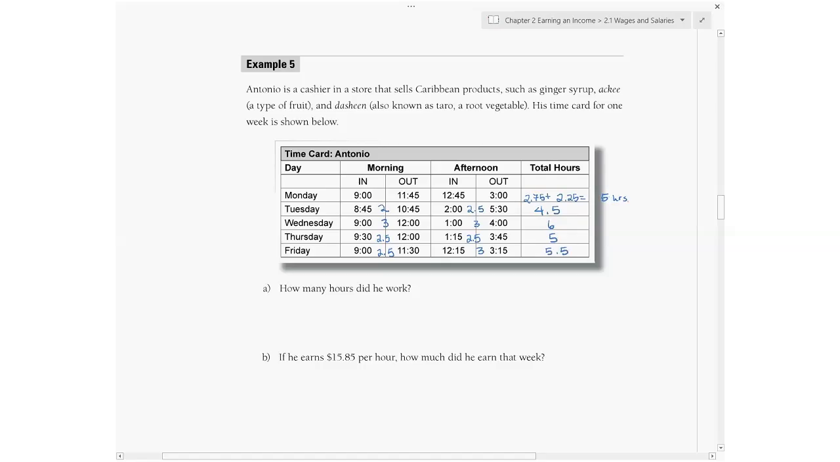So we've got 5, 10, 15, 15 hours with those 3. There's another 10 hours, that's 25, and 26 hours. So he worked 26 hours. And of course, you could throw it into your calculator and figure that out as well.